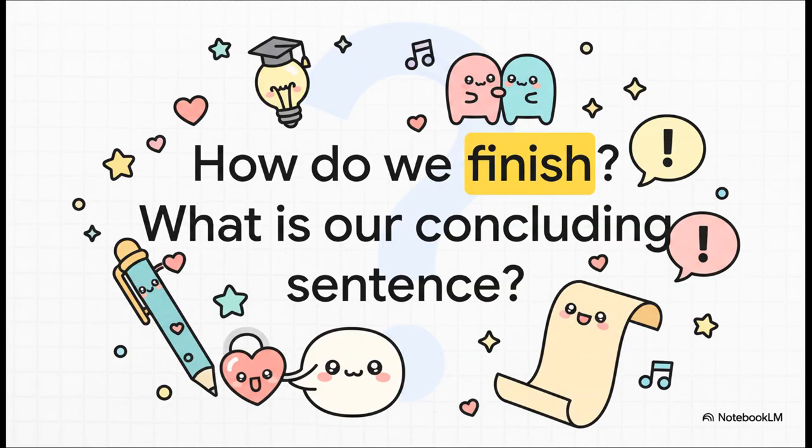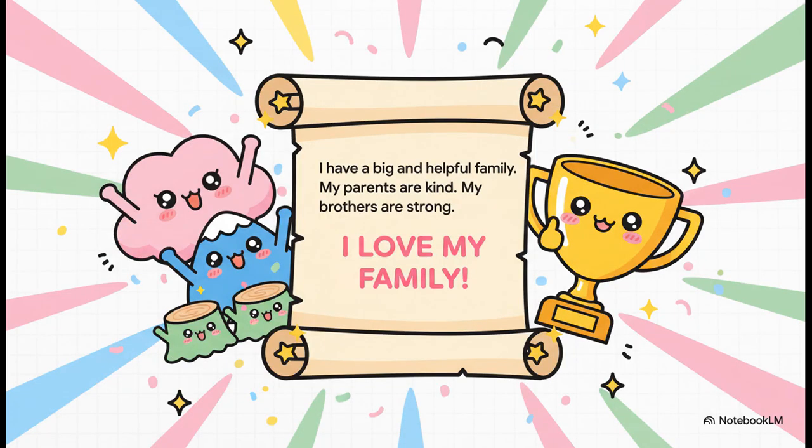We are so close. We've got our beginning, we've got our middle, all that's left is the end. We need that final ingredient, our concluding sentence. What's a really good way to finish this and share how we feel about this family? And there it is. I love my family. That is a perfect ending. Just look at what we did. A complete, fantastic paragraph. We started with our big idea, we added some really cool details, and we ended with a strong, clear feeling. That was awesome work.